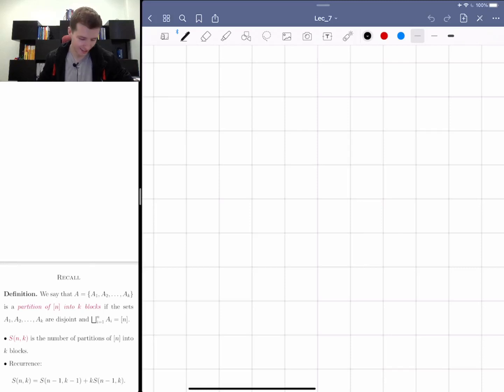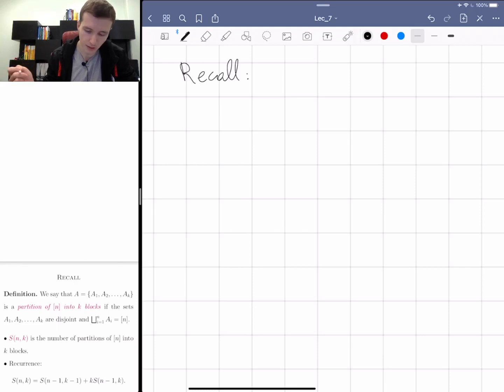Hi everybody, welcome to pre-recorded lecture number two, and let me remind you what we've been doing so far. So far I introduced these numbers called Stirling numbers of the second kind. We're studying these partitions of a set, set partitions of [n] into k blocks.